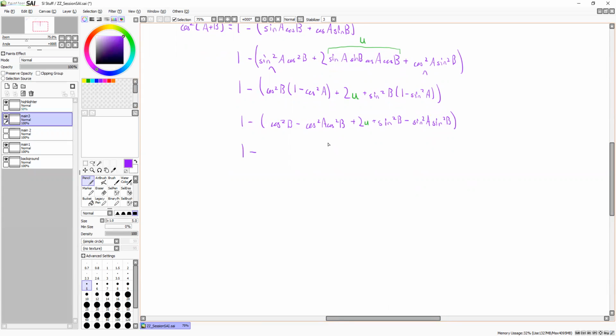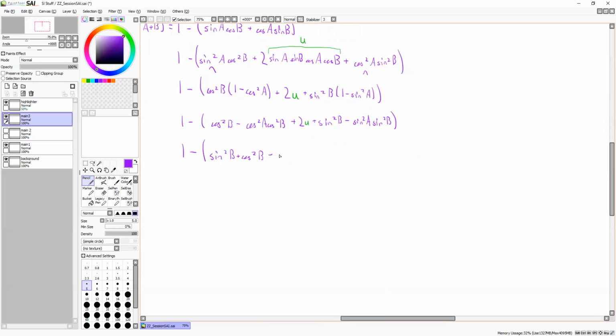So there's one more thing that I want to do before I distribute this negative and start to put together the final thing. I've noticed that I have a positive cosine squared of B here, and I have a positive sine squared of B here. So I'm going to move those together up here in the front. So I'm going to have the sine squared of B plus the cosine squared of B. And for you astute people, you might already know what I'm about to do with that. Sine squared of B plus 2u minus the sine squared of A, sine squared of B.